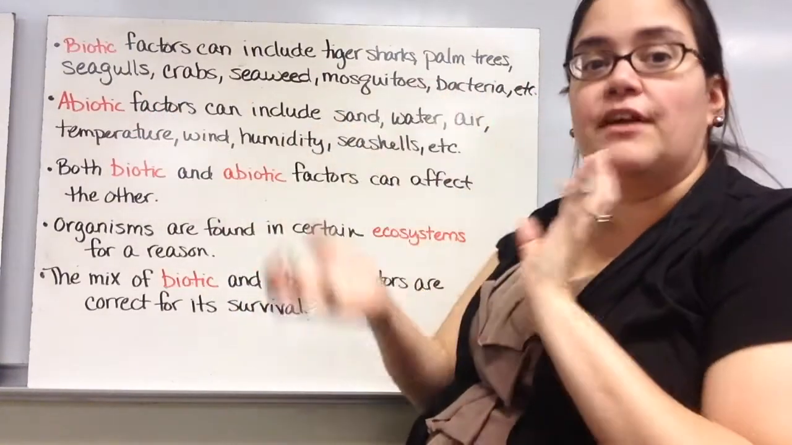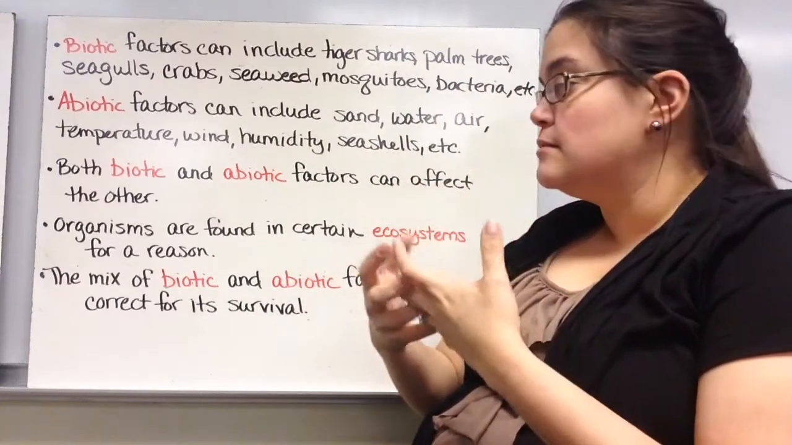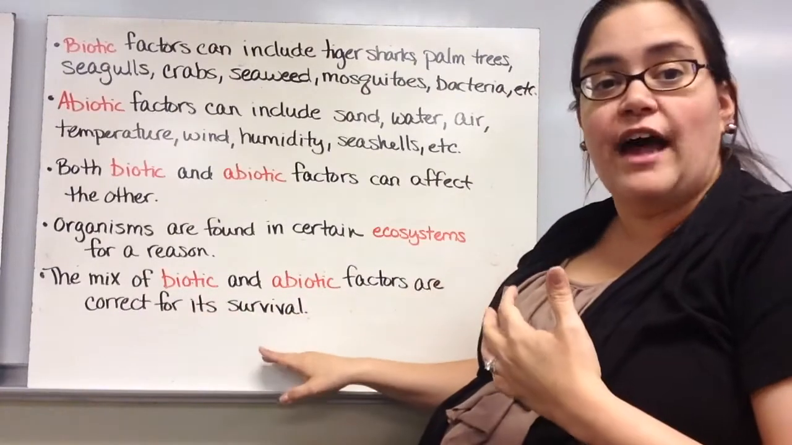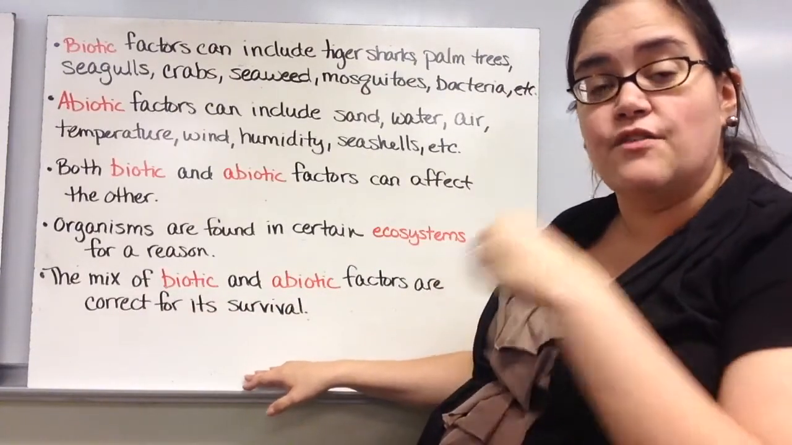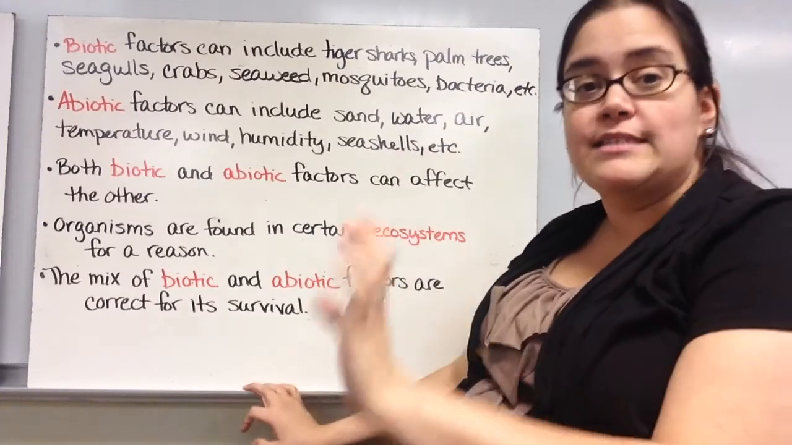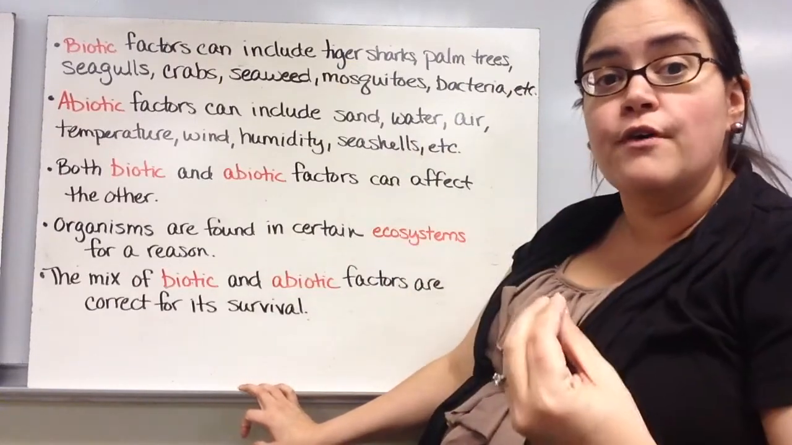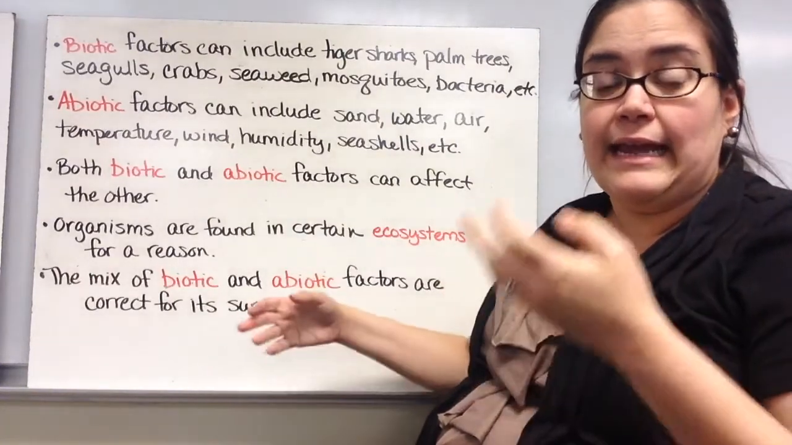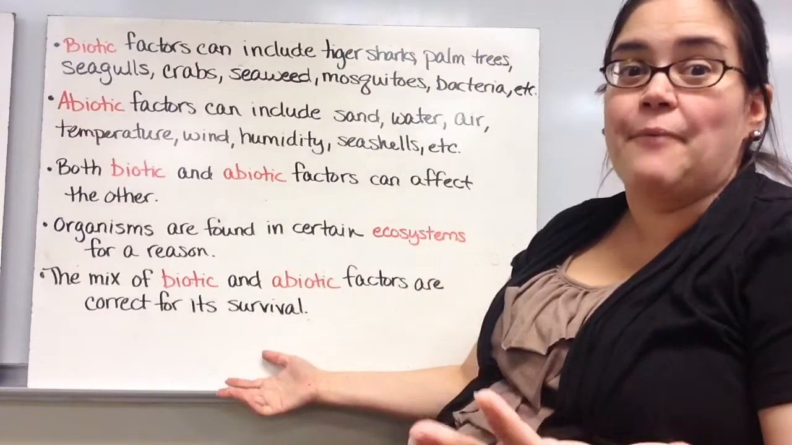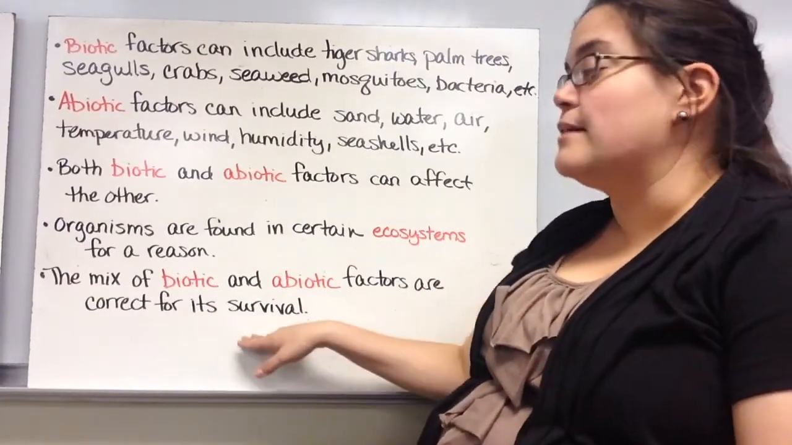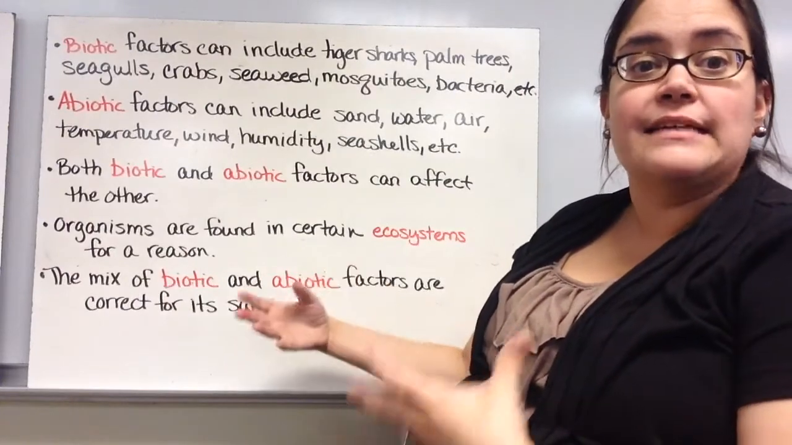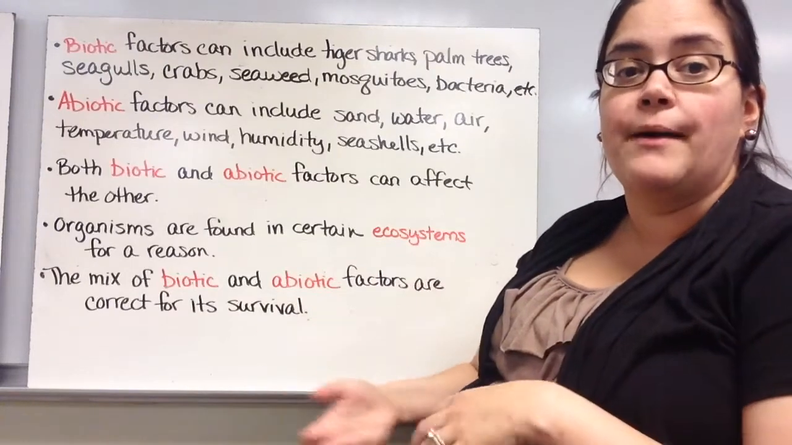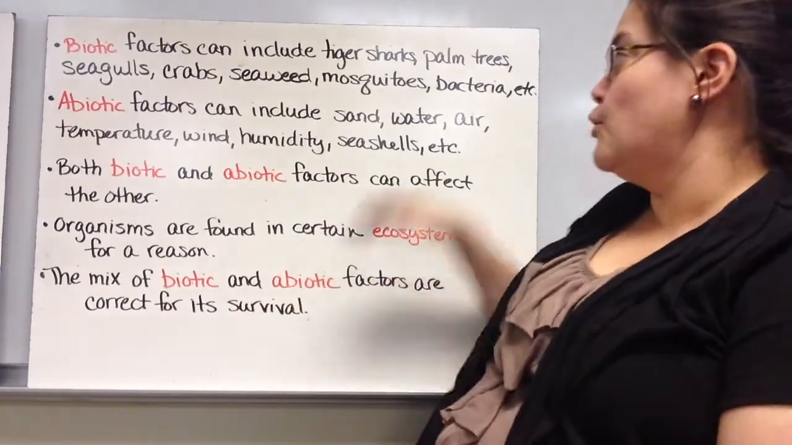Everything affects everything else, and it's all there on purpose, okay? The mix of biotic and abiotic factors are correct for its survival. If an organism cannot survive there because it doesn't have the right food or the right temperature or the right environment, it will either move, adapt, or die. So those are its choices. And it figures out how to make that happen, or it dies. So the polar bears right now are trying to find a place to live with less polar ice, or they're going to have to adapt to a warmer environment up by the North Pole. Polar bears, sorry.